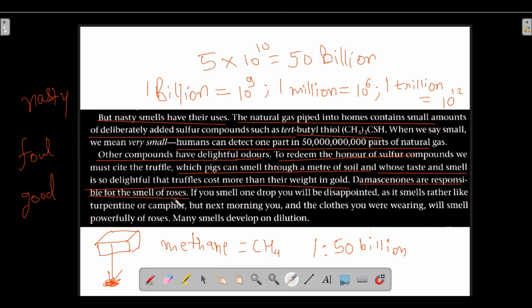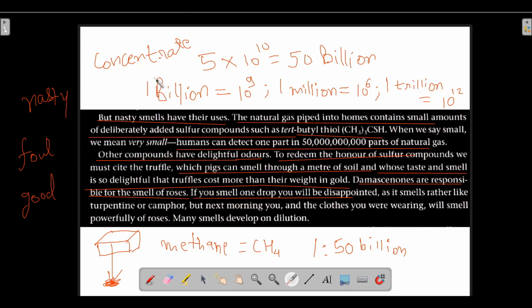Damascenones are responsible for the smell of roses. Now, what the author further wants to add is that if you smell a single drop of Damascenone, you will be disappointed because it will not smell like roses. It is not good smelling when it is concentrated in the form of a single concentrated drop of liquid.